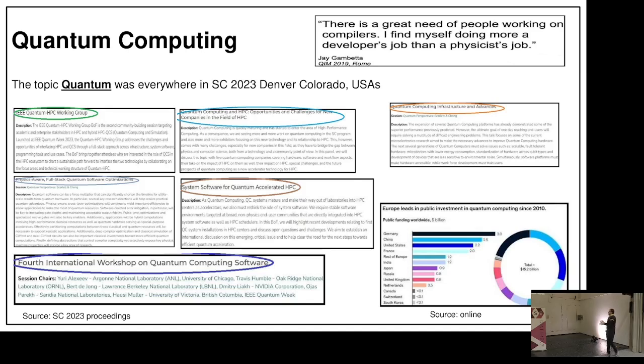And one message was that there's a great need of people working on compilers. So with quantum computing, the physics problem is solved, but now you need computer engineers, software engineers, or people who are working as software hardware engineers to build compilers. So that's one more example that it's now more important to understand the hardware architecture.